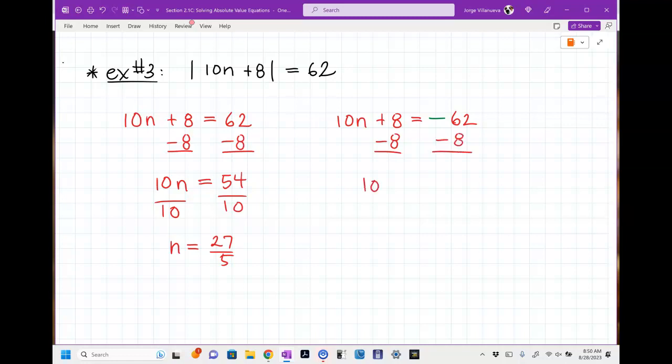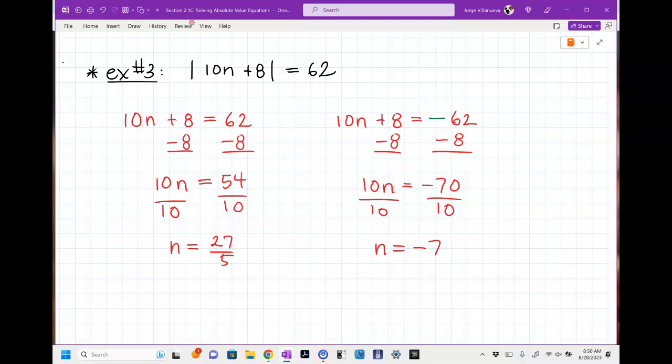So that's going to give me 10n equal to negative 70. And then just like I did in the other problem, I'm going to divide by 10. So n is equal to negative 7. And that's it. I'm done.